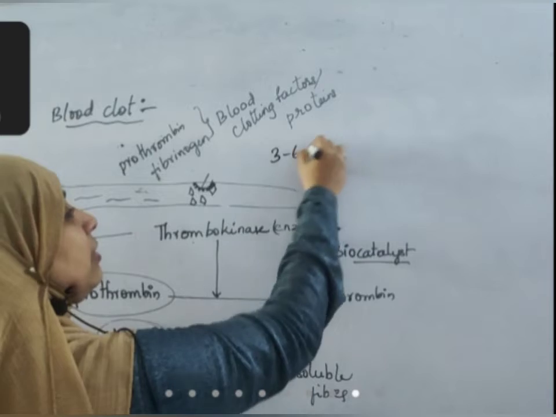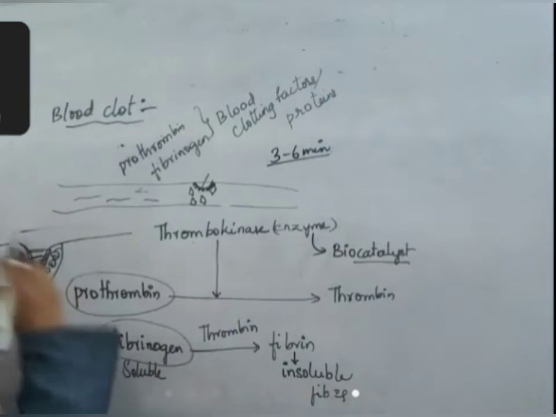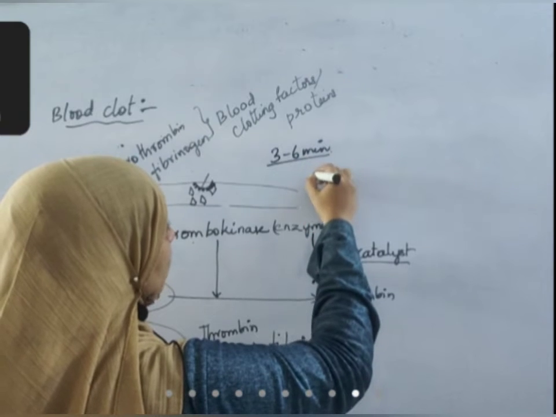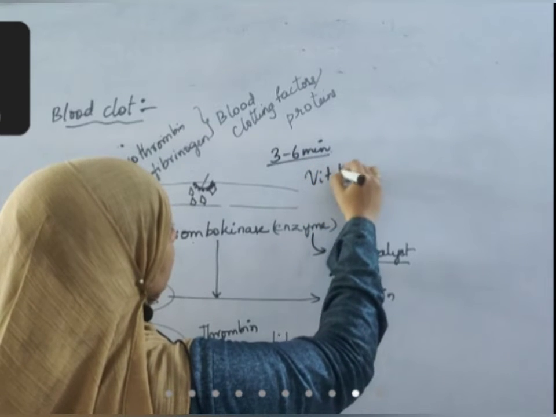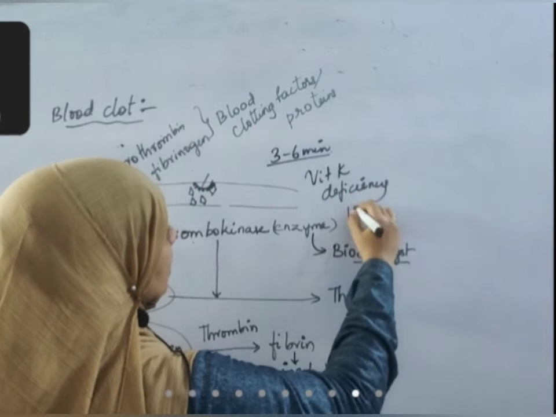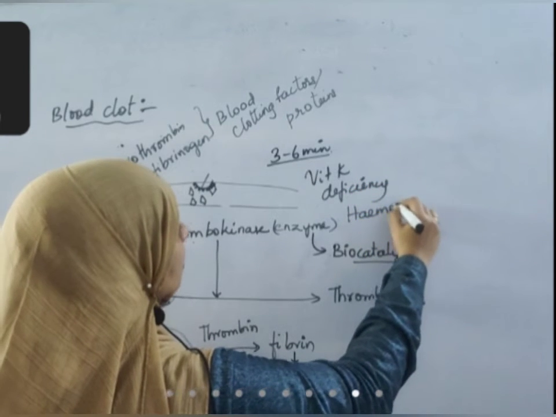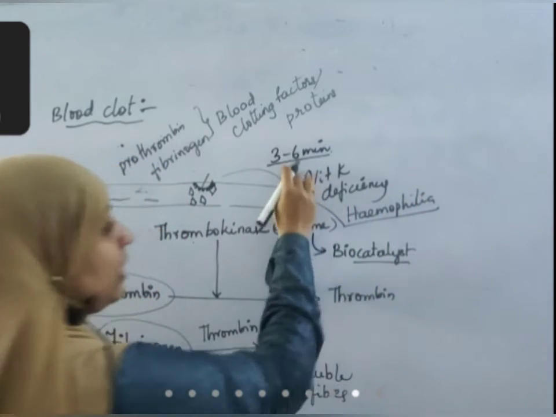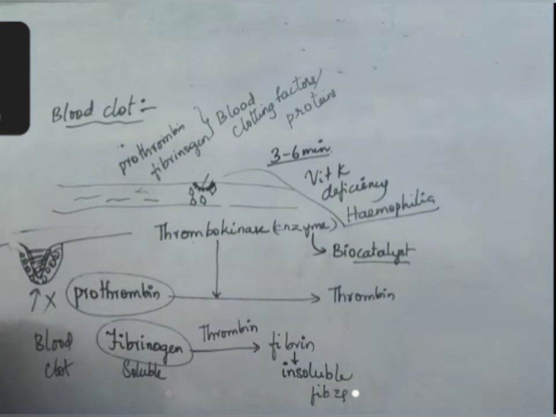3 to 6 minutes. If it is not clotting in 3 to 6 minutes, what does it mean? Then that person is suffering from vitamin K deficiency. It's called hemophilia. Hemophilia is a condition in which blood does not clot because of vitamin K deficiency.